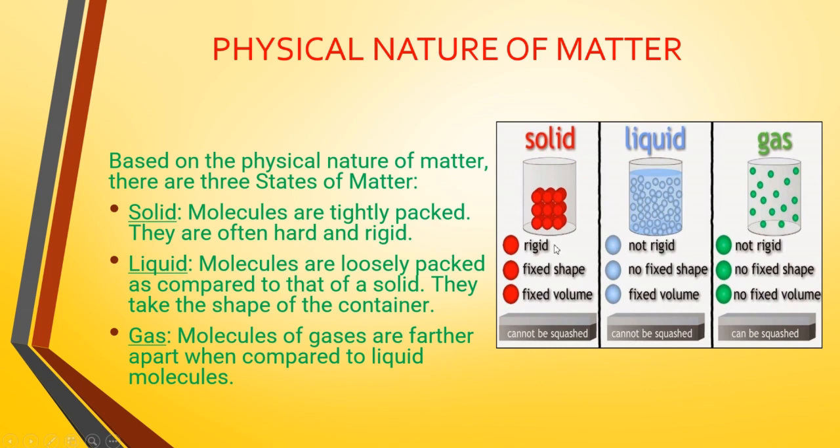So in this figure, we can see the solid molecules. These molecules are very tightly packed to each other. They are very rigid. They have a fixed shape and fixed volume. In liquids, they are loosely packed compared to solids, and they are not rigid, but when poured inside a vessel, they take a fixed shape and have a fixed volume. But in gas, they do not have a fixed shape, they are not rigid, and they do not have any fixed volume.